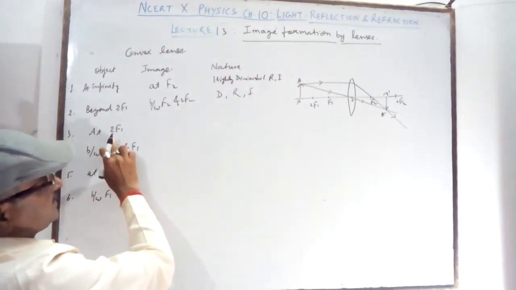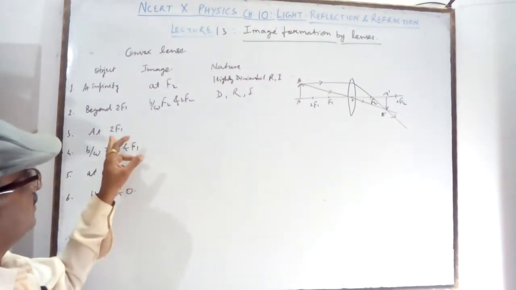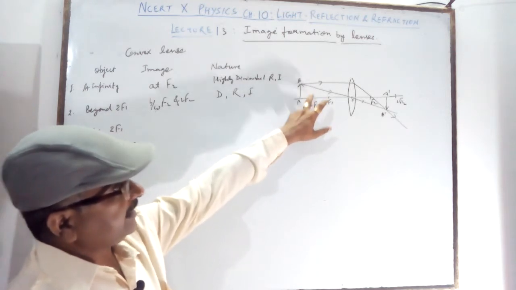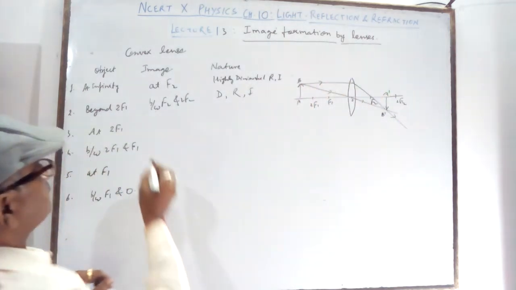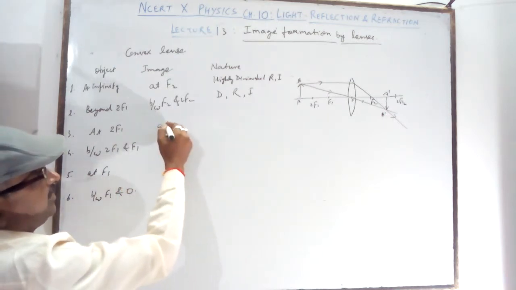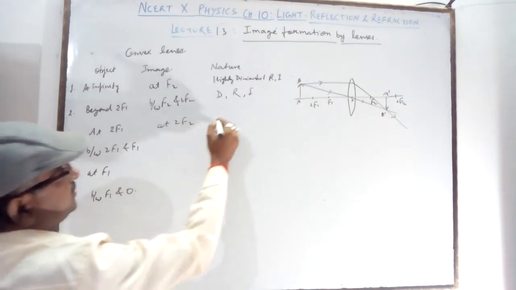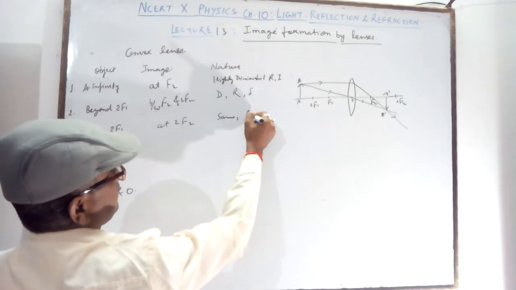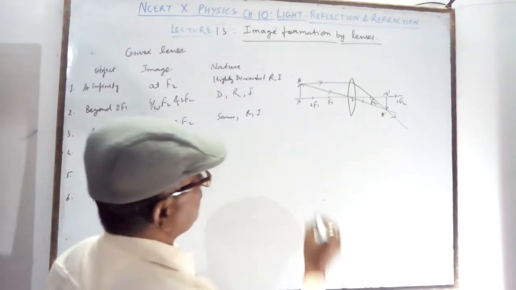When the object is at 2F1, then the image will be at 2F2, same as in the mirror, where it was at C. At 2F2 the image is the same size, real and inverted.